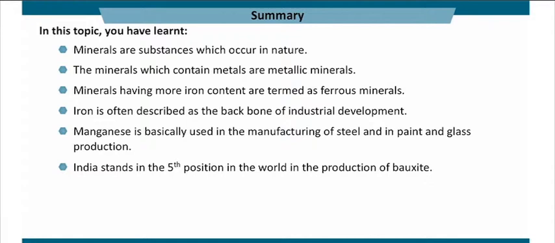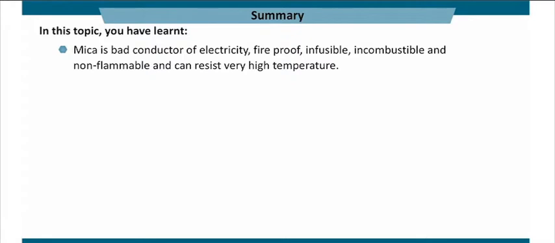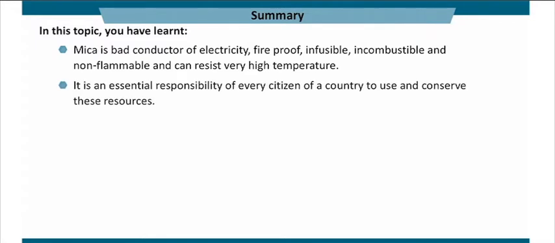India stands in the 5th position in the world in the production of bauxite. Copper is mixed with other metals to form alloys and converted into usable products in the electric industry. Mica is a bad conductor of electricity, fireproof, infusible, incombustible, and non-flammable, and can resist very high temperature. It is an essential responsibility of every citizen of a country to use and conserve these resources.